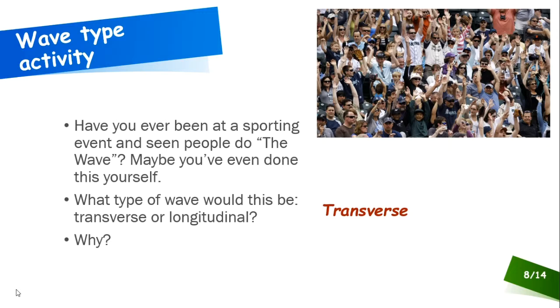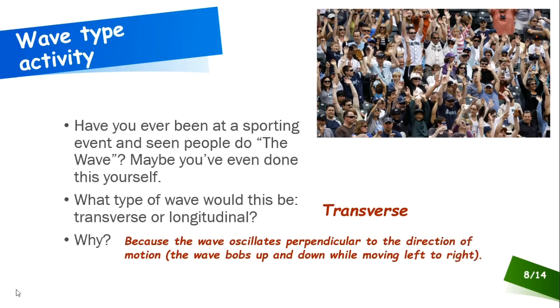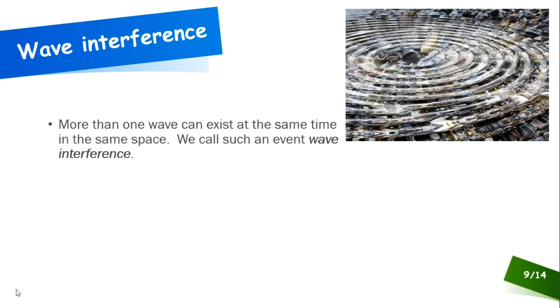Again, I'm hoping you're actually saying something right now, giving me an answer. Why is this type of wave a transverse wave? Well, I hope you're saying something along the lines of the wave is oscillating perpendicular to the direction of motion. So, the wave is made by people bobbing up and down, while the wave itself is moving left and right. That's perpendicular to the direction of motion. That's what makes it a transverse wave.